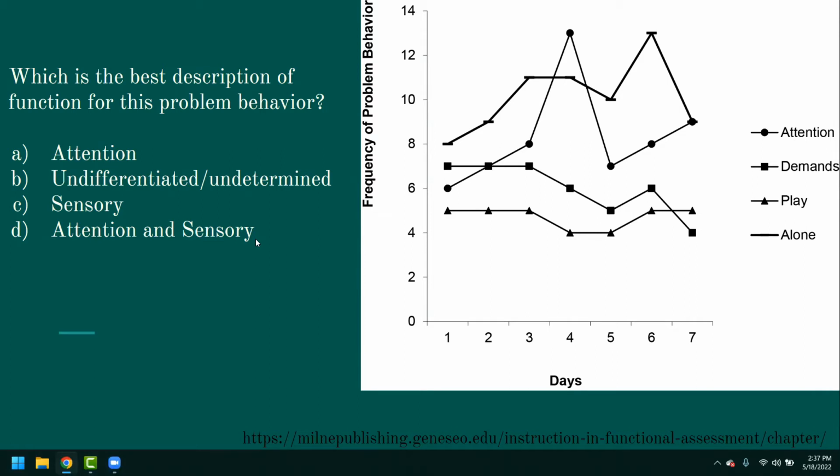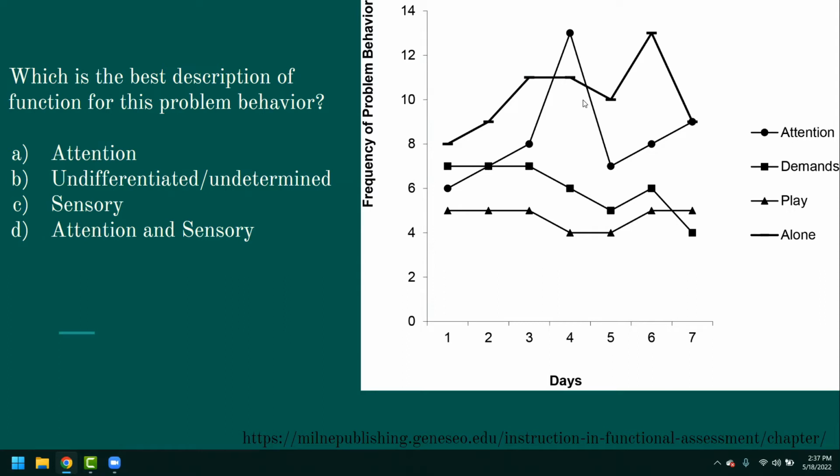And I think this is one of those where I like D the best. Just to give you the answer right there, I like attention and sensory. These are both pretty high. This sensory or alone condition is pretty high, whatever this is, 8 to 13. And it kind of went up the whole time. And attention sort of went up too. But these both are together.